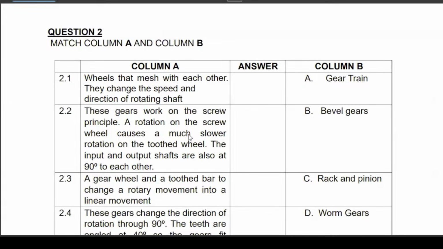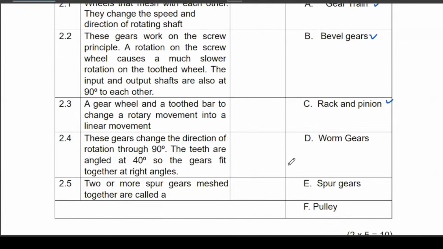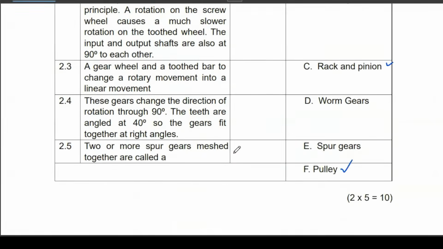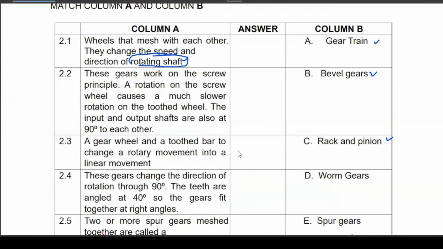So column B, we have a gear train, bevel gears, rack and pinion, worm gears, spur gears, and then we have the pulley. Okay, so 2.1, wheels that mesh with each other, they change the speed and the direction of the rotating shaft. So these are gears. Okay, so what do we call those types of gears? Wheels that mesh with each other that change the speed and the direction of the rotating shaft. Now these have to be spur gears. Okay, so E will be the perfect answer, the spur gears.